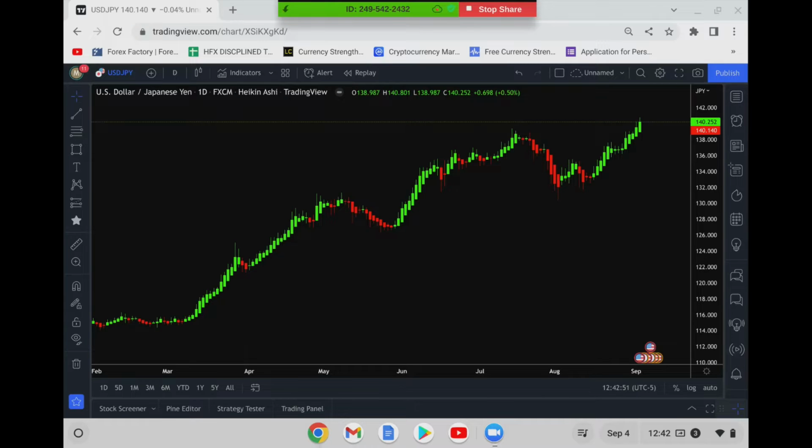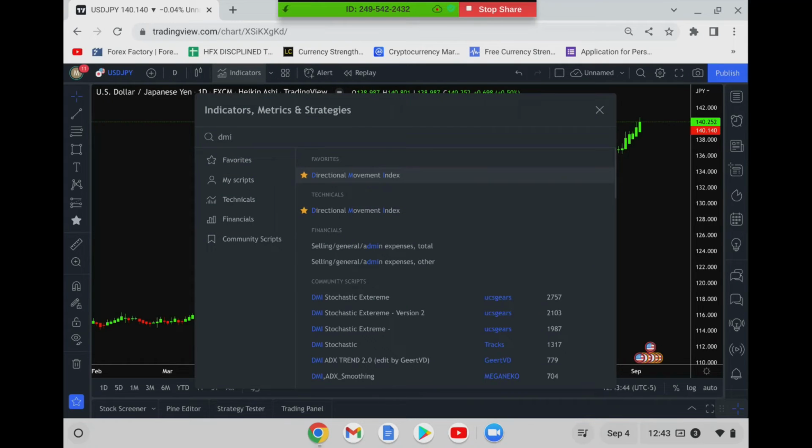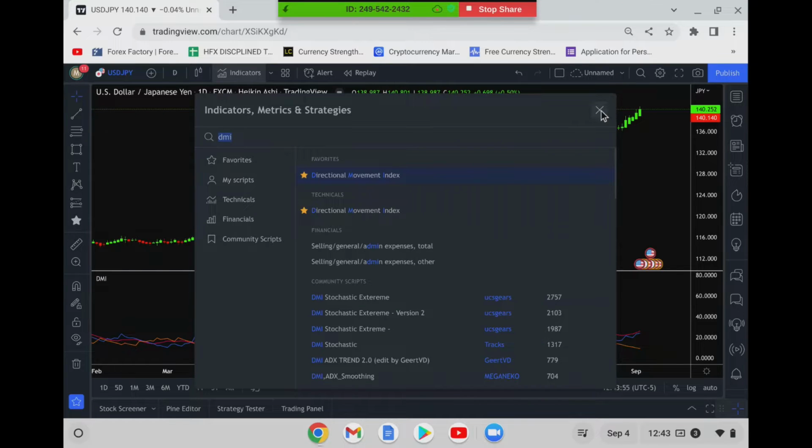All right, you guys, so we are back again here on the daily chart for USD JPY, and I'm going to be showing you how you can utilize the DMI indicator to find entries on your trade and determine when the market is most volatile. So let's scroll up here to indicators, and I'm going to type in DMI. We have it here as one of my favorited indicators, the Directional Movement Index. Let's go ahead and click that once, add it to the chart.